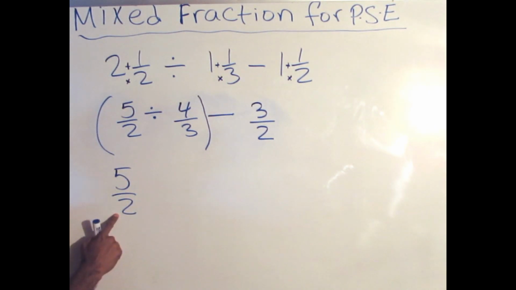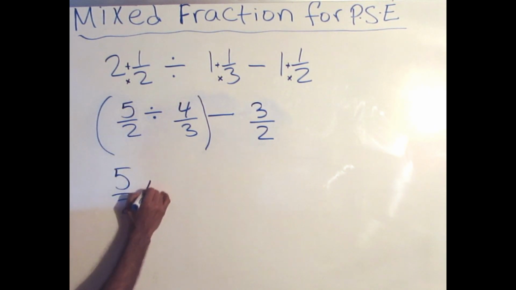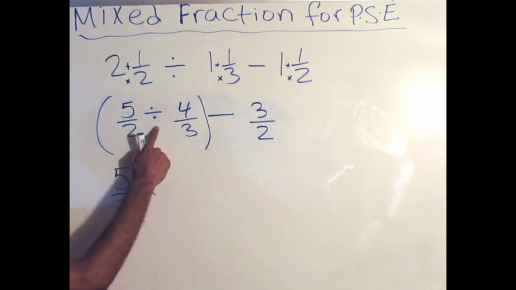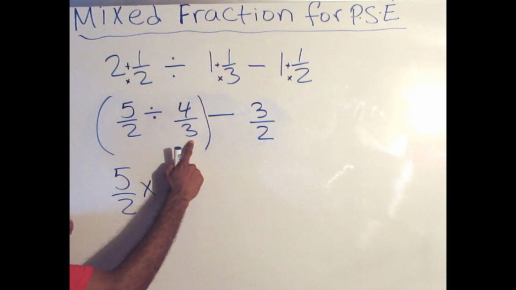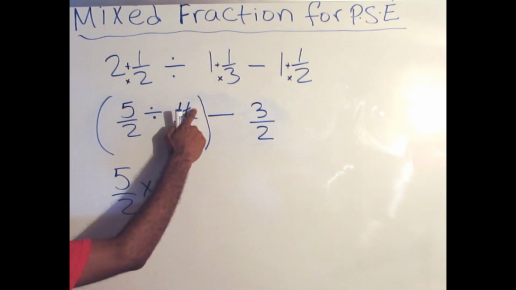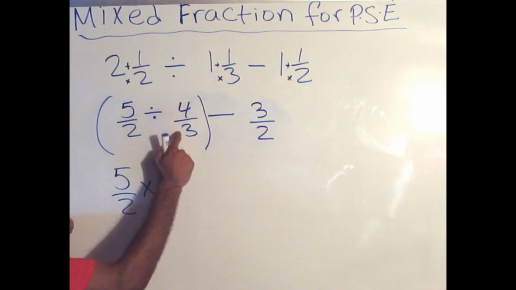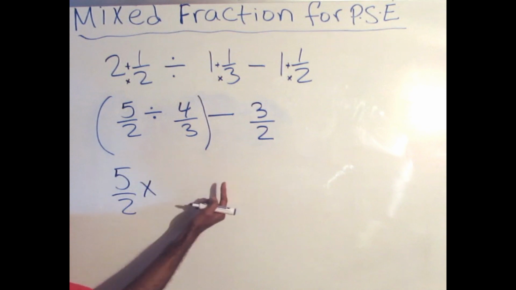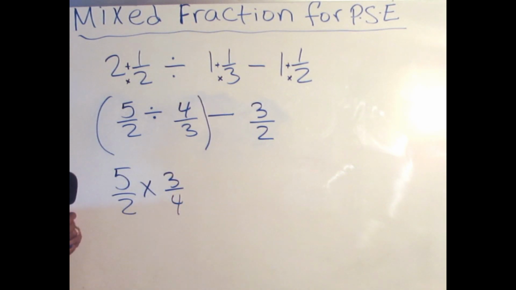After you bring down your 5 over 2, the rule says that you're going to change your sign from division to multiplication. And after changing your sign, we do the reciprocal, or we change our denominator and put it to the top and bring our numerator to the bottom. So that means that instead of 4 over 3, we're going to switch it around. So now it will be 3 over 4. So now we have 5 over 2 times 3 over 4.